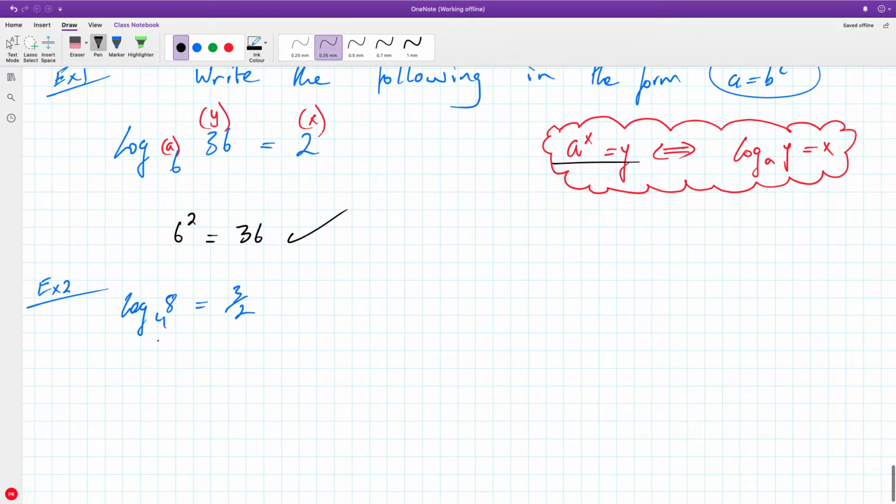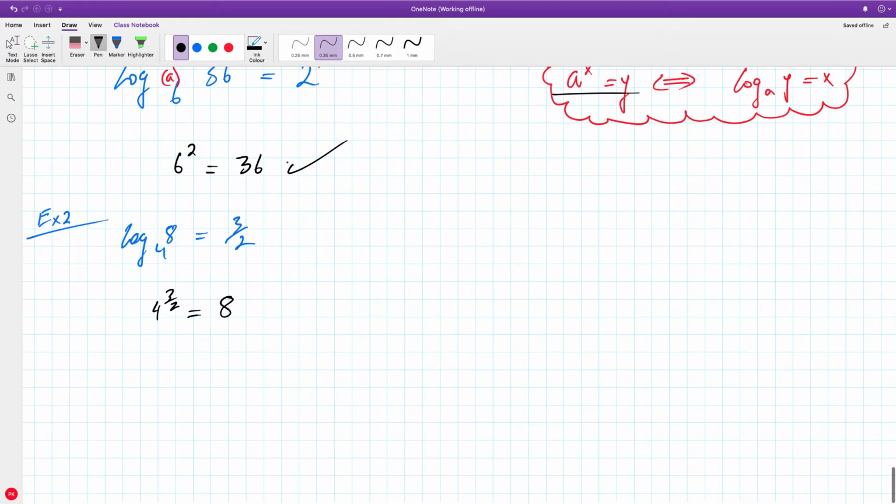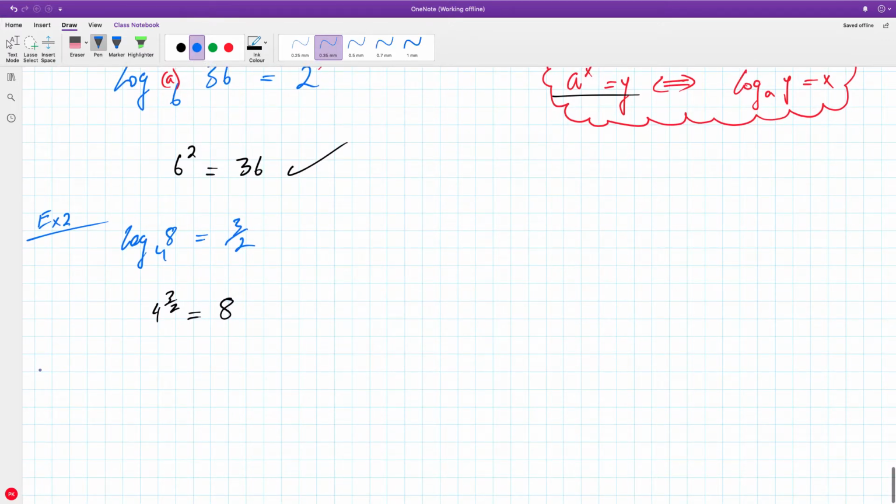Once again, this is your a, this is your y, and this is your x. So it is 4 to the power of 3 over 2 is equal to 8. We happy with that? That's the basics on how to use the main rule. Let's start going through some of the other rules.